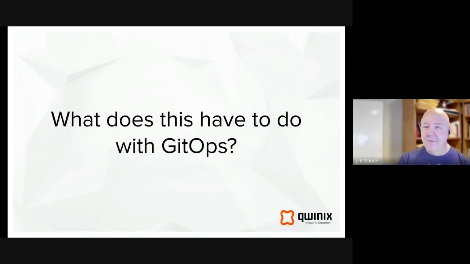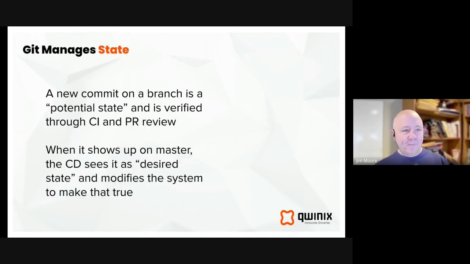So what does all of that have to do with GitOps and what we were talking about before? Again, for GitOps, Git manages the state of the system. A new commit on a branch is a potential state and is verified through continuous integration, so the tests you can run on it, linting, etc. We'll talk more about that. And then pull request review or another form of code review. And when it shows up on master, continuous delivery sees it as the desired state and modifies the system to make that true.